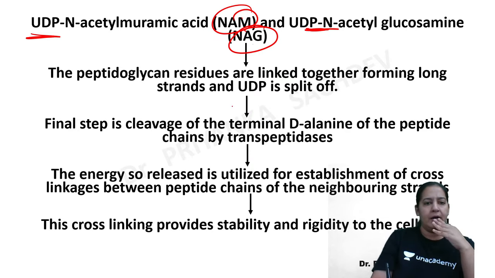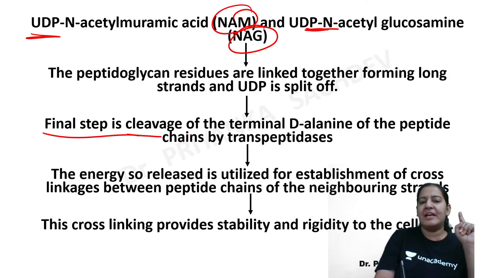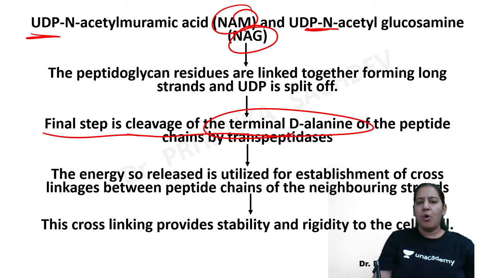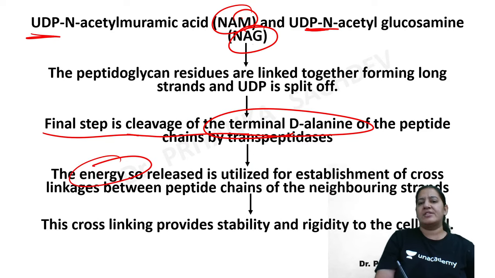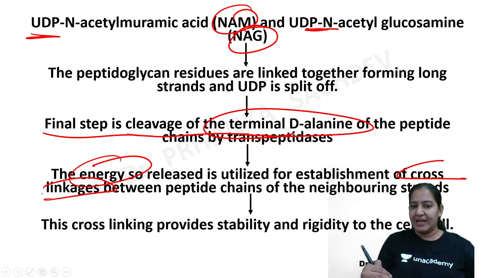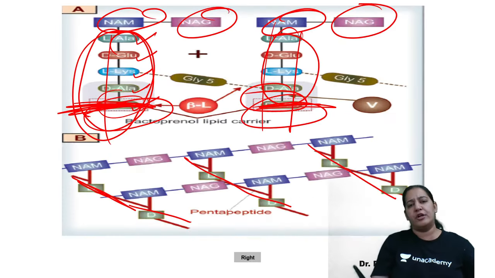Now, the final step is the cleavage of terminal D-alanine. All the NAM have a pentamer. We can see a pentamer here, a pentamer here. In the pentamer, the terminal D-alanine is split off, and during this, energy is released. This energy is utilized for formation of cross-linking between various layers, between various rows, and because of this it provides stability and rigidity to the cell wall.